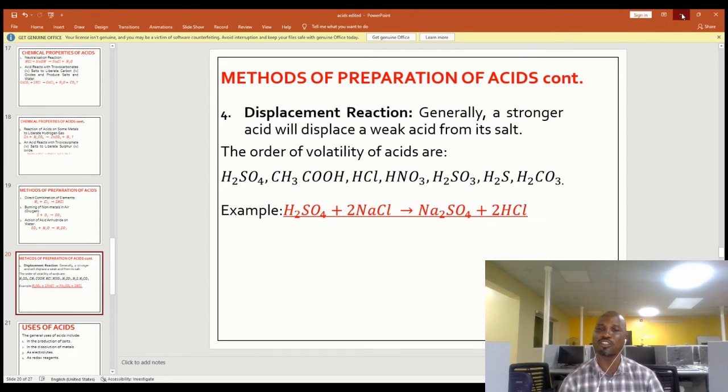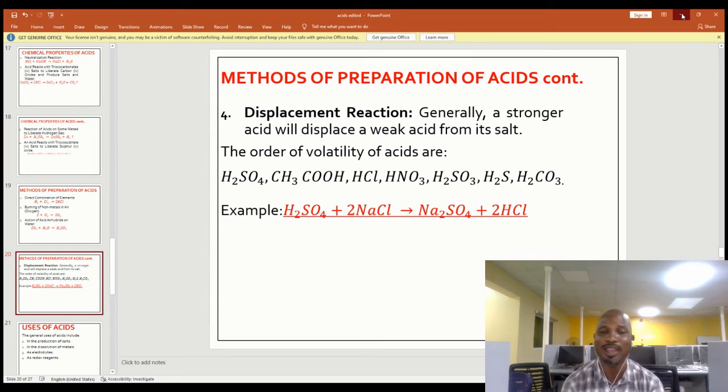Now, as we continue with the methods of preparation of acids. Generally, we call it a displacement reaction. Generally, a strong acid will displace a weak acid from its salt. The order of volatility of acids is as written below: tetraoxosulfate(VI) acid, ethanoic acid, hydrochloric acid, trioxonitrate(V) acid, trioxosulfate(IV) acid, hydrogen sulfide, and carbonic acid.